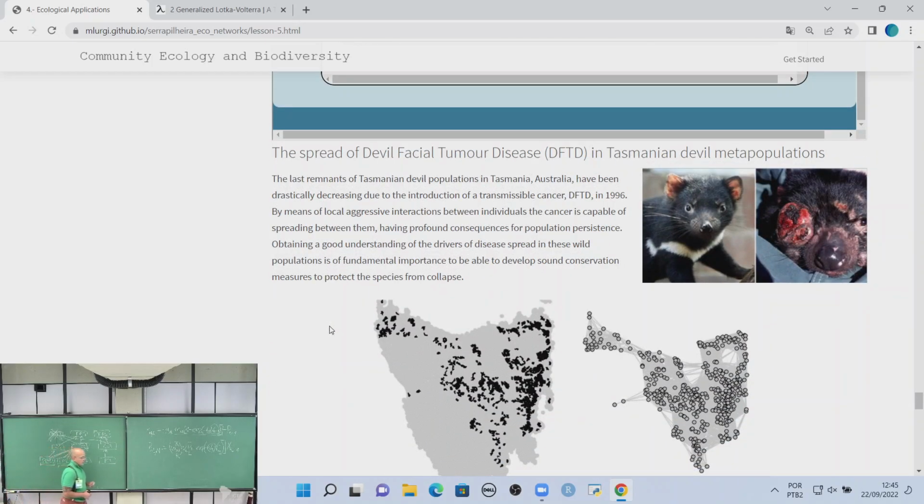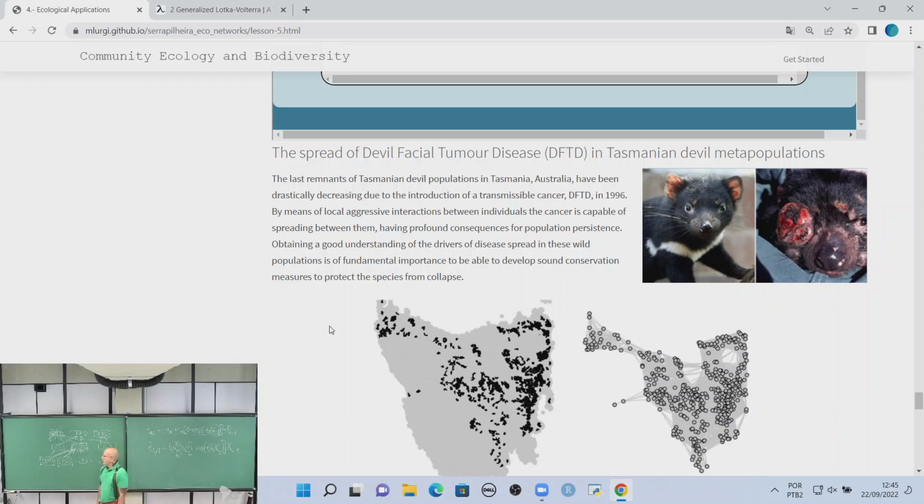So, the key thing here, what I was trying to illustrate, is that there is a big difference between modeling using that system level approach of the ODEs and modeling using the individual based approach of defining local rules of interaction, which will create the emergence of these large scale patterns, right?